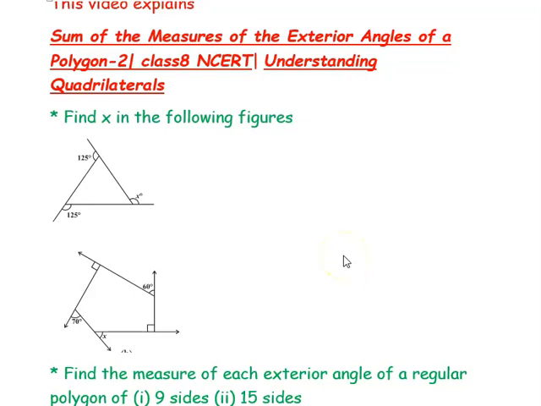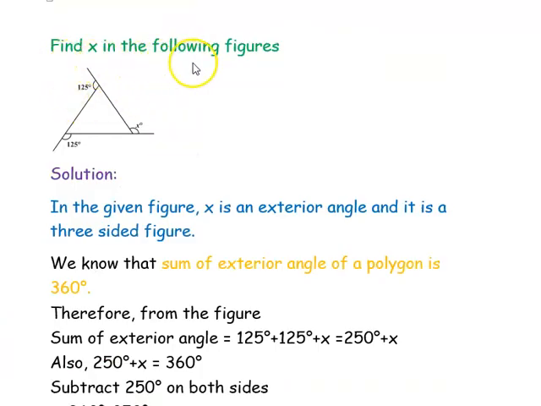In this video, we are going to see a few examples on application of the sum of the measures of the exterior angles of a polygon. First question: find x in the following figures. If you look at the given figure, the exterior angle x is what we want to find, and the other two exterior angles are 125 degrees and 125 degrees. So it's a three-sided figure.